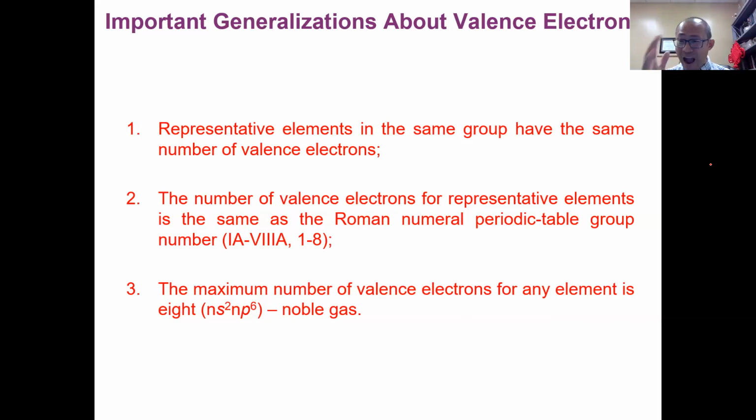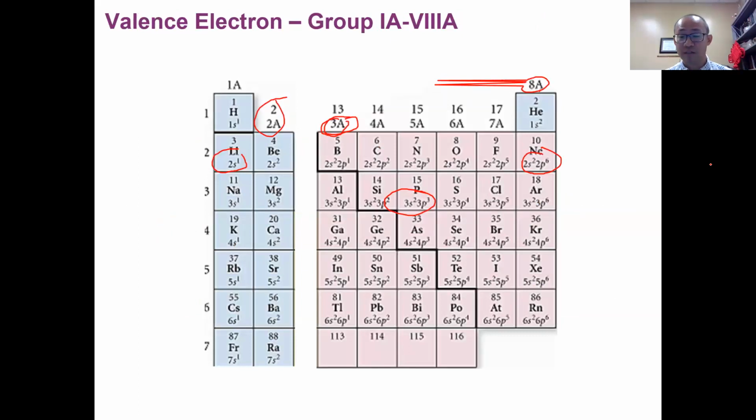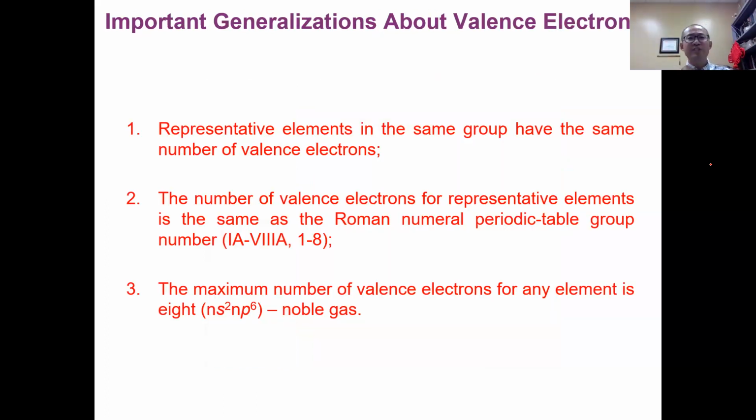And the maximum number of valence electrons for any element is 8: 2s2, 2p6, 3s2, 3p6, right? ns2, np6. Then you move on to the next period, and it goes back to 1 again. 1, 2, 3, 4, 5, 6, 7, 8, and then back to 1 through 8. So the maximum number of valence electrons for these elements is 8, which is the number of valence electrons for the noble gases. So these are the three very general facts about valence electrons. Again, these are the electrons for chemical bonding.